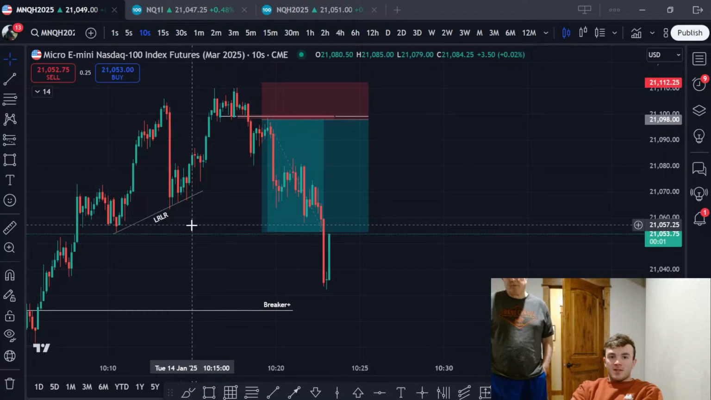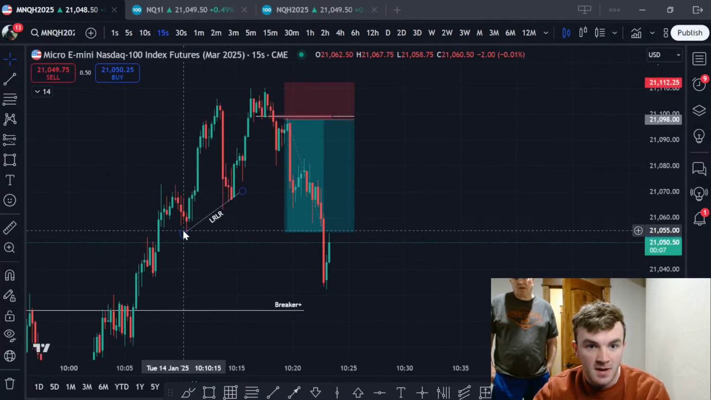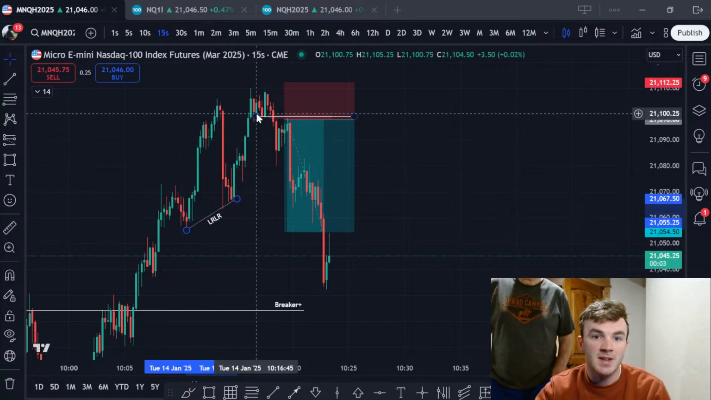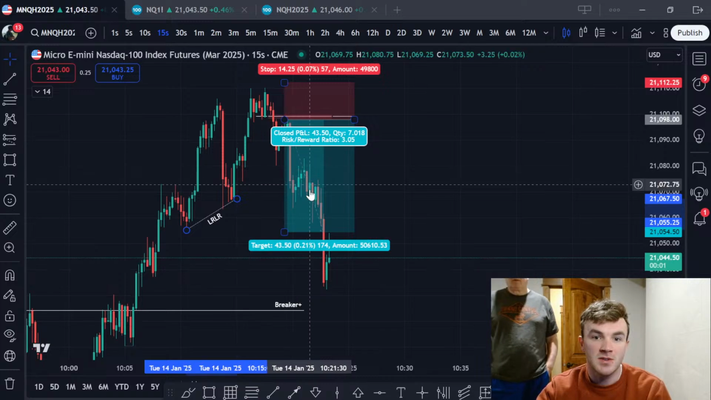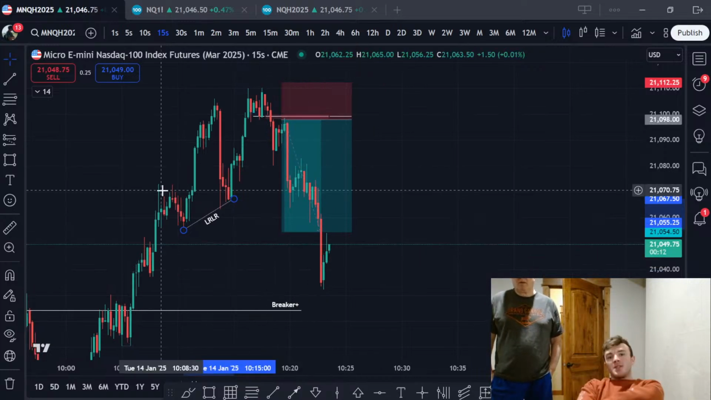Where's the lower time frame on this? This is a 15-second chart right here. Each one of these is a 15. Think about it. Anyone that was buying in here, once it comes and runs these lows, they're gonna sell for a loss down here, right? So I don't know.